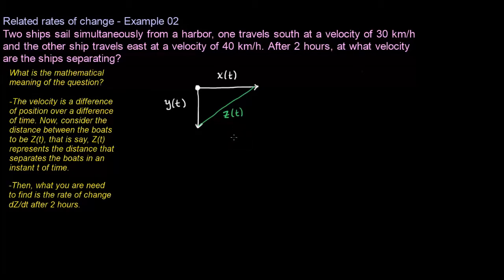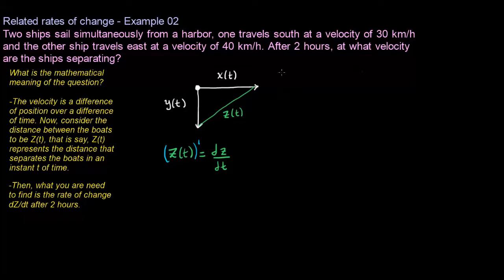Now, the rate of change for c of t in any case would be, I'm going to write it here, the derivative of c of t, which will be dc over dt. It represents the rate of change of this distance c, the distance between the two boats, with respect to time. So, well, let's try to find this out. But first we have to identify what is x of t and what is y of t.